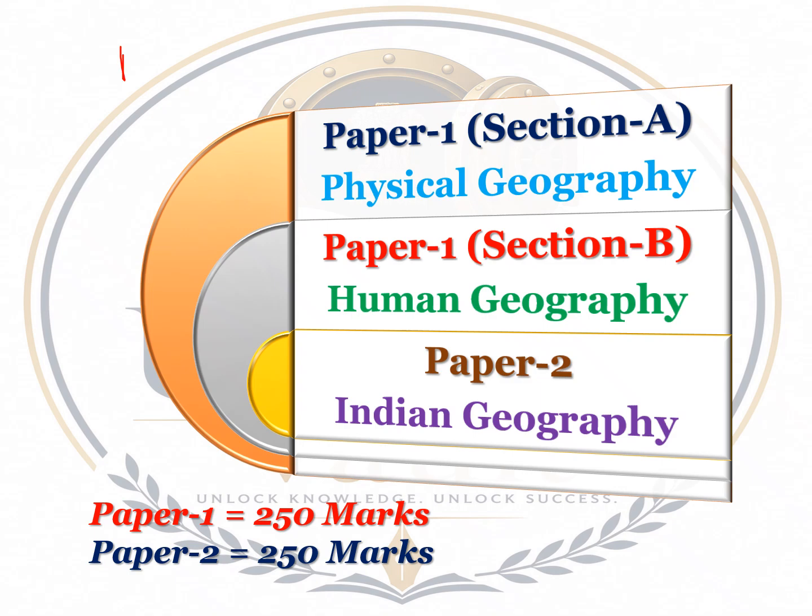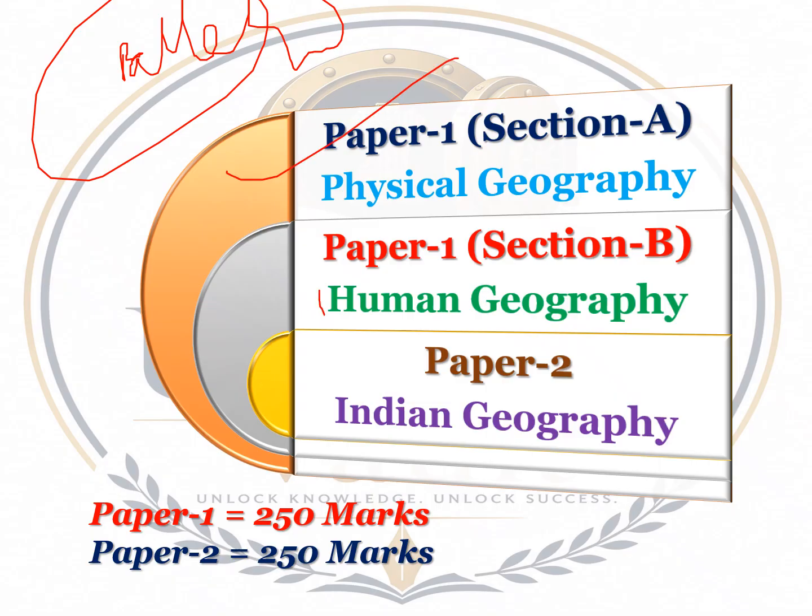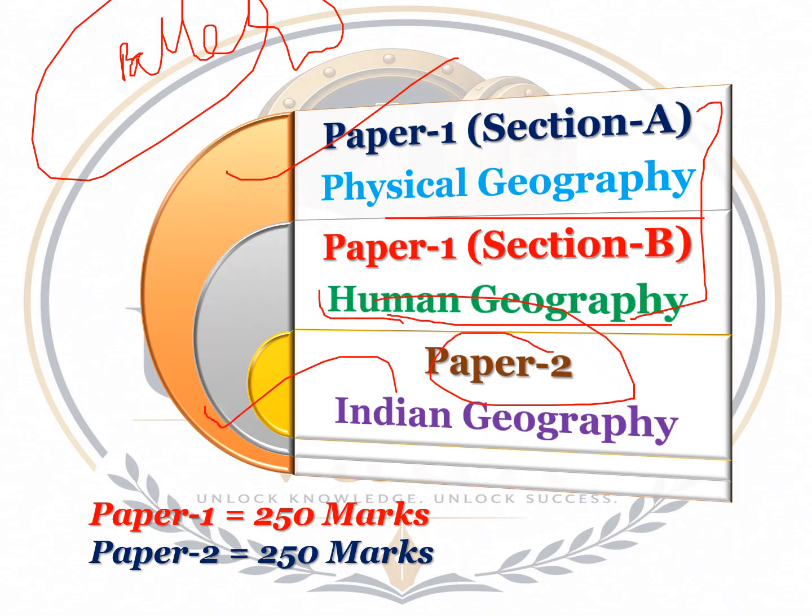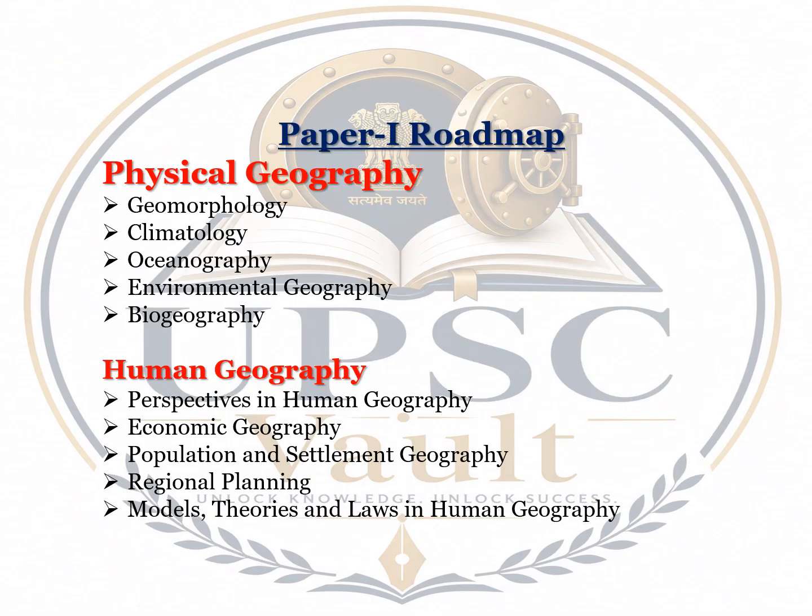Coming to the pattern of UPSC, there are two papers in UPSC CSE mains optional, paper 1 and paper 2. In paper 1, there are two sections. Section A is physical geography, and section B is human geography. Paper 2 is Indian geography. There are no sections as such provided by UPSC in its syllabus for this paper. Paper 1 is of 250 marks and the second one is also of 250 marks. You might be knowing that.